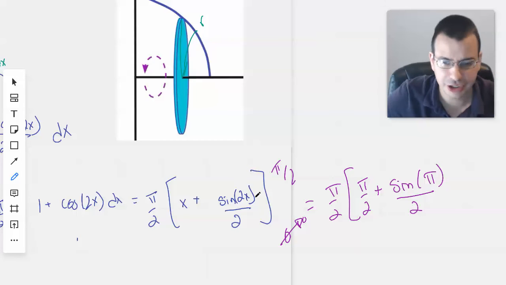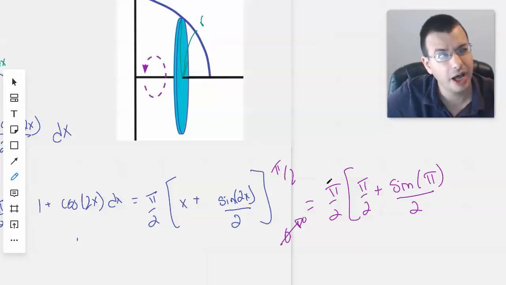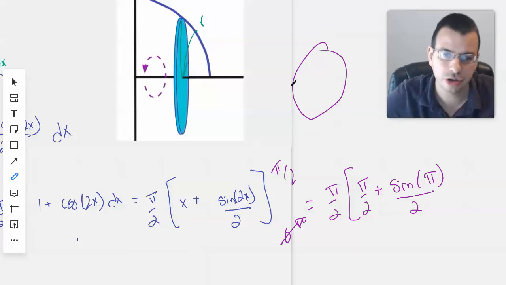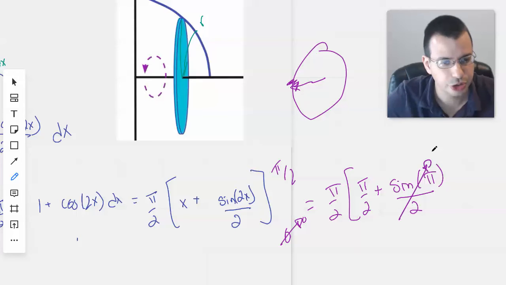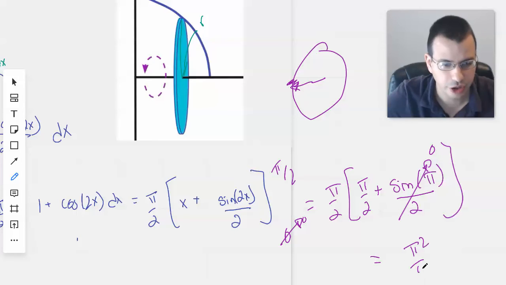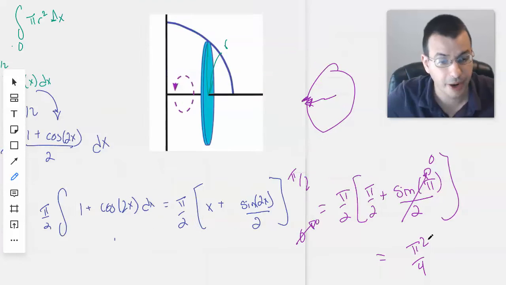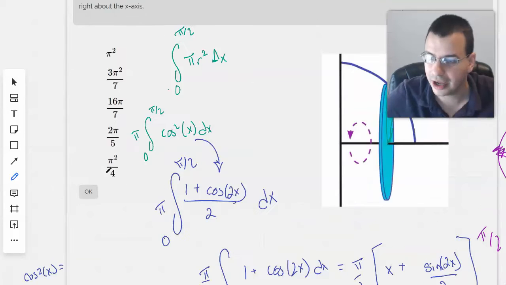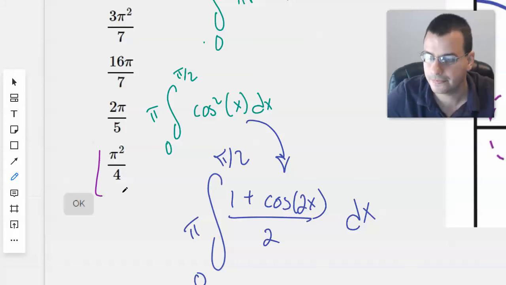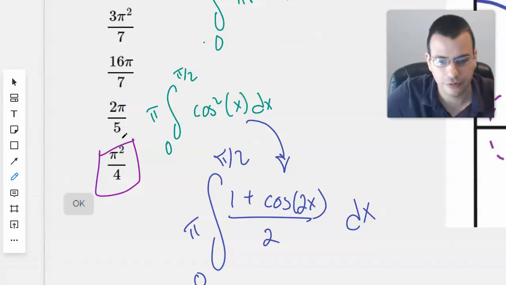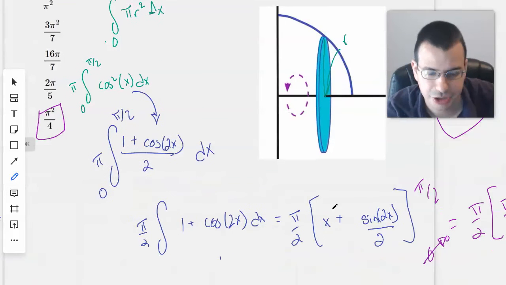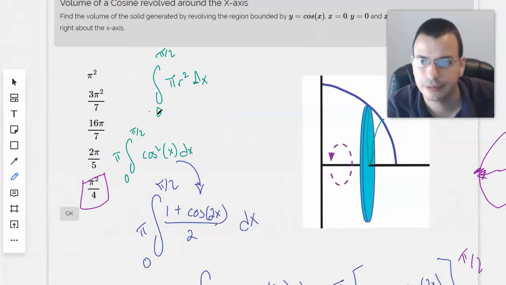Because 2 times pi over 2 is pi, sine of pi is, look at the unit circle, pi is over here. The y value of that would be 0. So this will go to 0. And we are left with pi squared over 2 squared, which is pi squared over 4. Aha, even a possible answer. Pi squared over 4. Okay, backtrack, because there was a crazy amount of stuff that happened there.